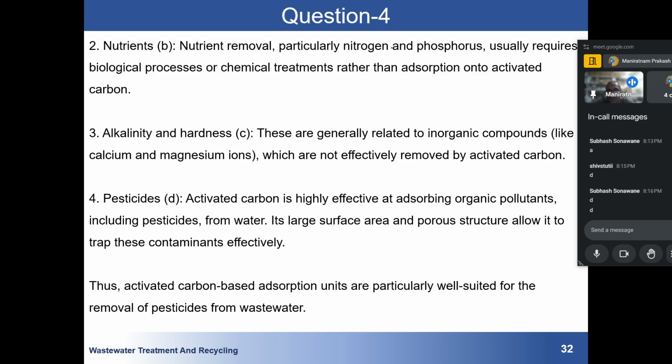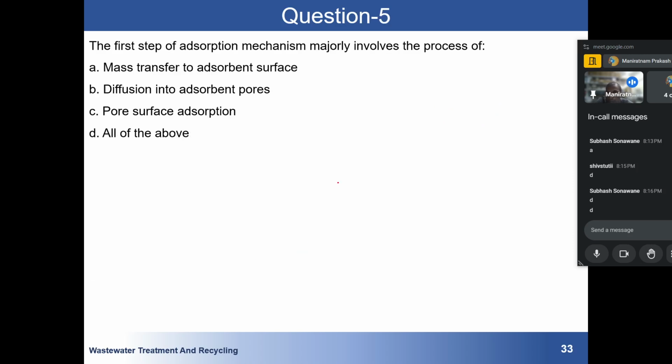Similarly, nutrients, particularly nitrogen and phosphorus, require a special biological process or chemical treatment rather than adsorption. Alkalinity and hardness are handled by ion exchange softening, not by activated carbon. But activated carbon is highly effective at adsorbing organic pollutants, including pesticides, from water. Its large surface area and porous structure allow it to trap these contaminants effectively. Okay, so the correct answer is 4.